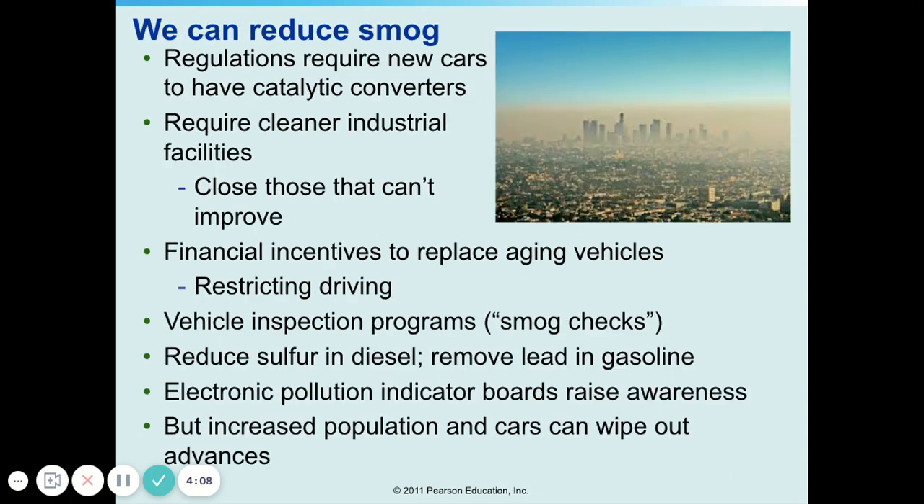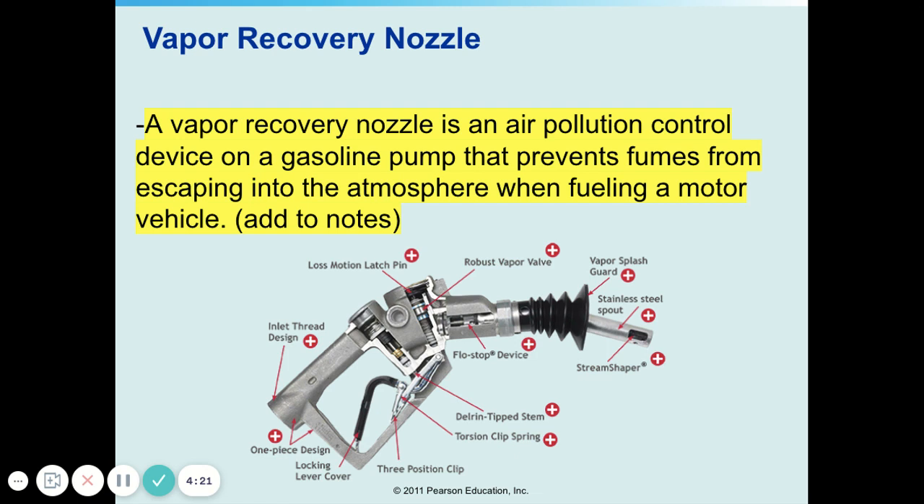Smog can be reduced through the use of those catalytic converters on cars, better regulation over industry, vehicle inspections, which are not required in the state of Kansas, and incentive programs. Add this to your notes.